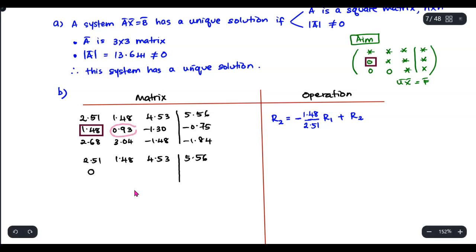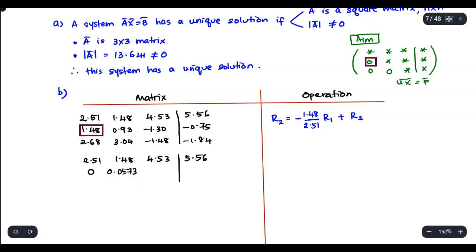But this element here, 0.93, negative 1.3 and negative 0.75 also need to be performed with this operation as well, because they are in the same row with 1.48. So for 0.93 here, you will do negative, this one here multiplied with the 1.48 plus the 0.93. The value that you should have is supposed to be 0.0573. And for this example, remember the question asks you to use 3 significant figures, so write the value accordingly.